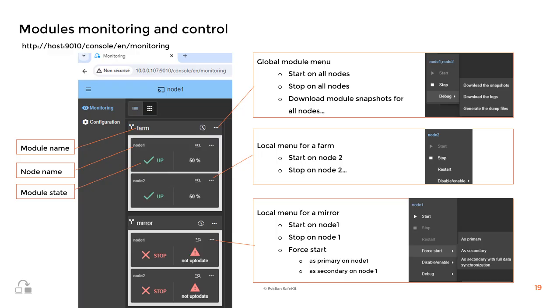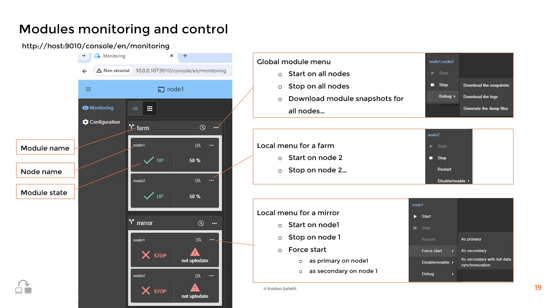The figure shows the monitoring of two modules that have been deployed on the cluster, the Farm module and the Mirror module. As you can see, the Farm module has been started on Node 1 and Node 2, while the Mirror module has not been started. On the right side, you can see the different menus that control a module.